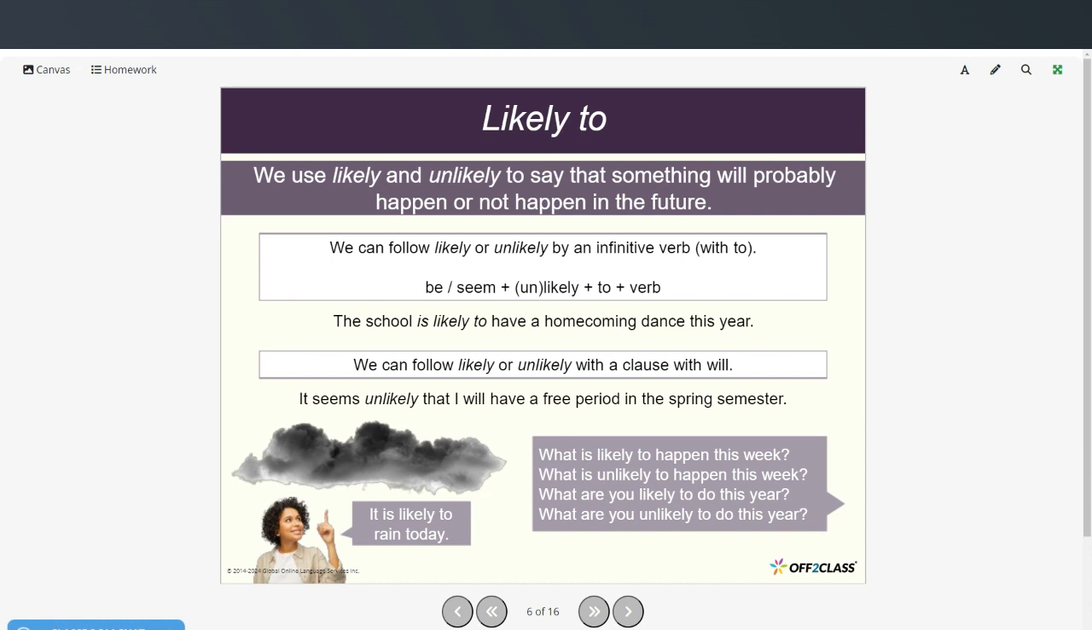And then you can practice answering these questions for yourself. What is likely to happen this week? What is unlikely to happen this week? What are you likely to do this year? And what are you unlikely to do this year?